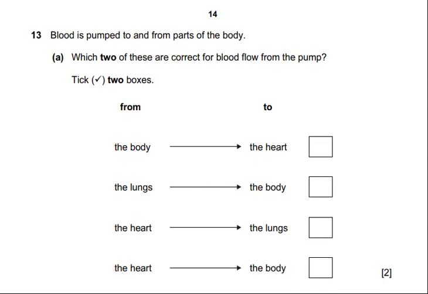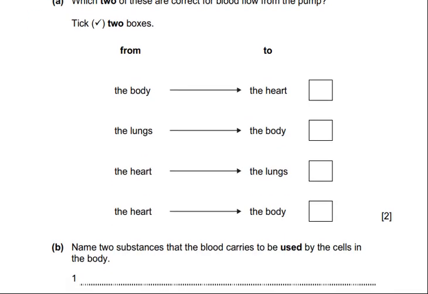Question 13, sorry. Blood is pumped to and from parts of the body. A. Which 2 of these are correct for blood flow from the pump? Tick 2 boxes. So we need to tick 2 boxes only. We have 4 here, 2 of them are correct and 2 of them are wrong.